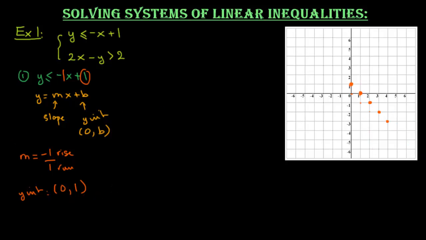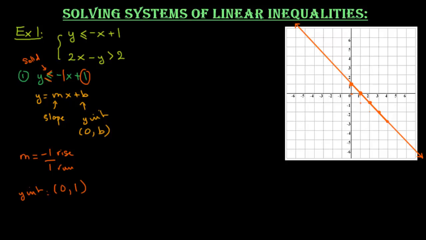The next step is we draw a line that connects all the dots together. But what should we use, a dashed line or a solid line? Since we have less than or equal to, I will use a solid line to connect them. Okay, my next part is to find out where I should shade, above the line or below the line.